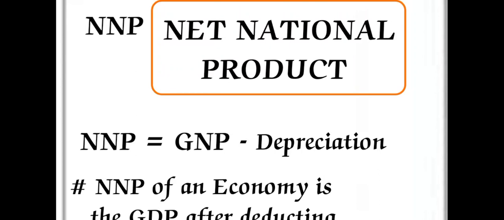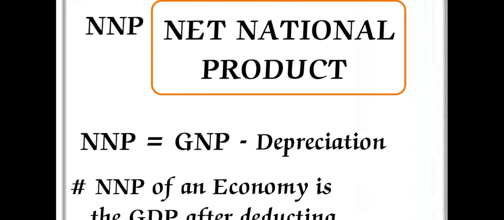In Indian economy, we are going to discuss NNP, that is Net National Product. The formula of NNP is GNP minus depreciation. In the previous class we already discussed what depreciation is and how to calculate it. So here NNP equals GNP minus depreciation. GNP means gross national product.